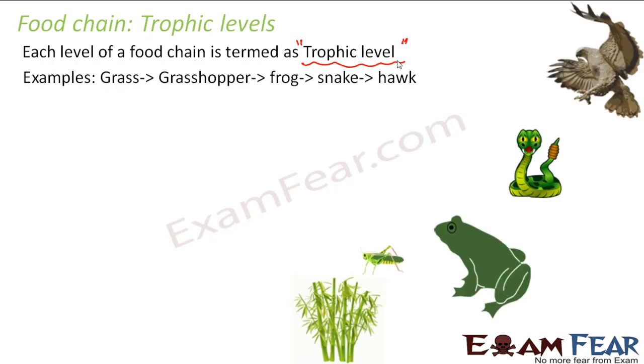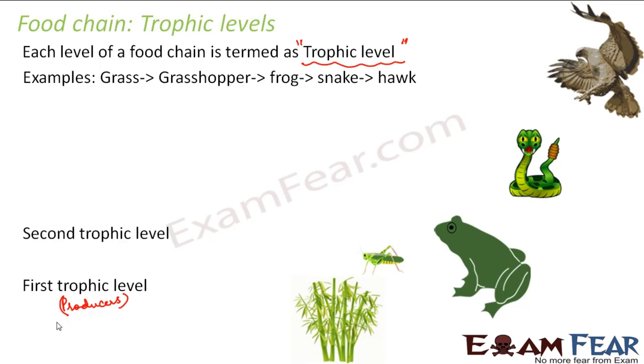Let us look at the same example, the 5-stepped food chain, where grass is eaten by grasshopper, which in turn is eaten by frog, which in turn is eaten by snakes, and then by the hawks. Which is the first level of this food chain? The plants, that is the producers, right? These plants prepare food by the process of photosynthesis in presence of sunlight. So they form the first trophic level. The first trophic level is always the producers.